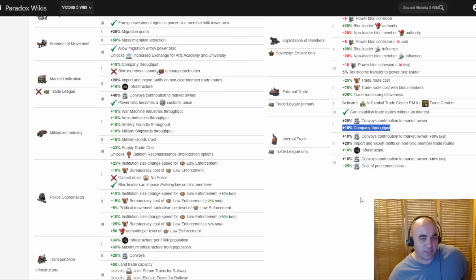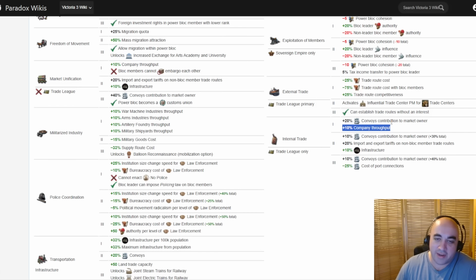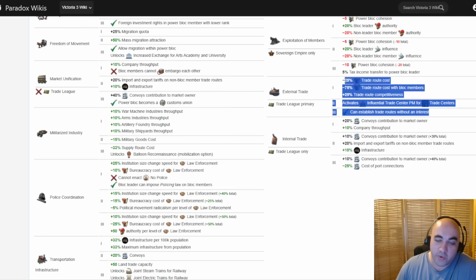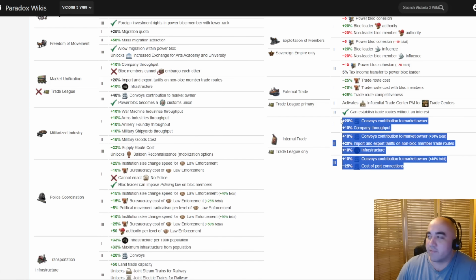And if you're in the late game and there aren't that many GPs left, pulling people into your block is less beneficial, and getting bankrolls from GPs is less of a thing, the influential trade center is going to fall off. So I think that in the early game you would go external trade with the trade league, and then late game, internal trade is still very, very solid.